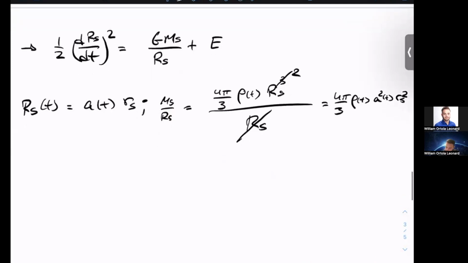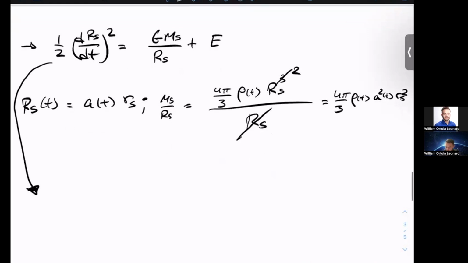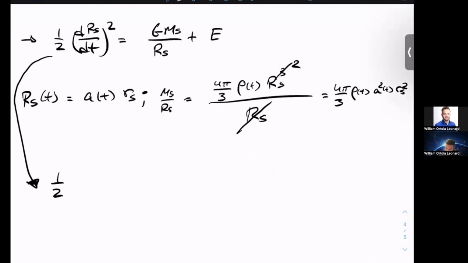Which means that these first order differential equations that we had, now we can evaluate very simply in terms of scale factors. And what we're going to have is 1/2 a dot squared times Rs squared being equal to 4 pi over 3 G times rho times a squared times Rs squared plus E.